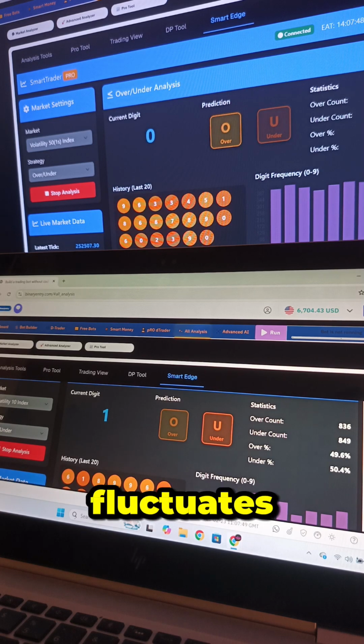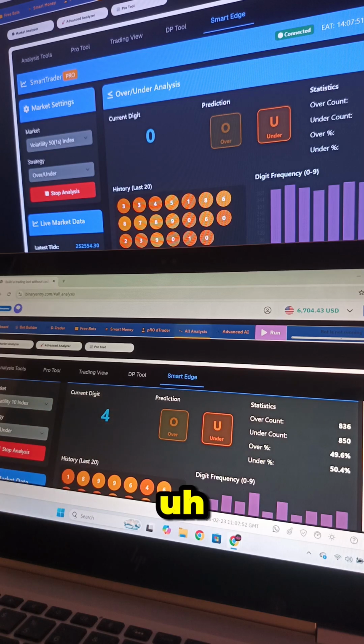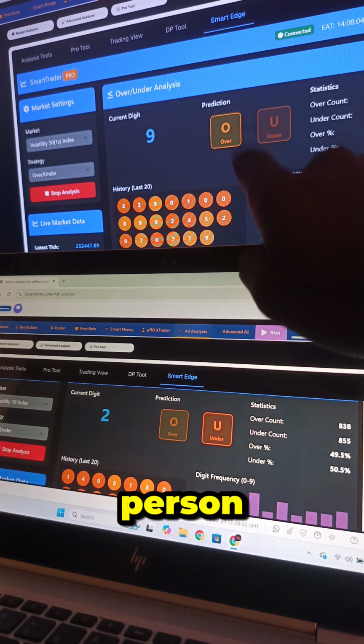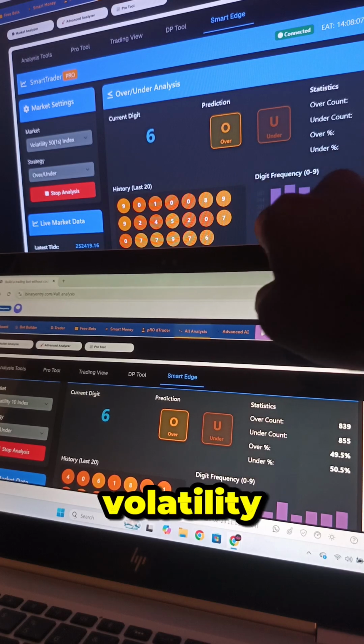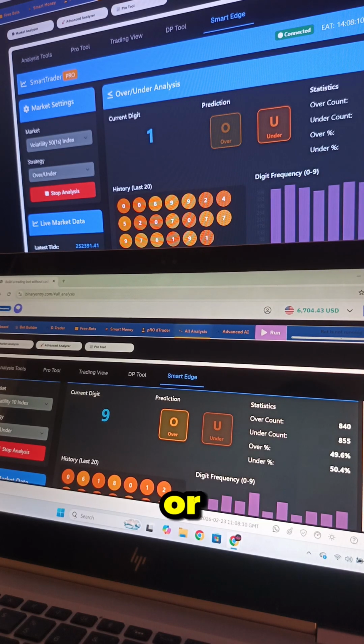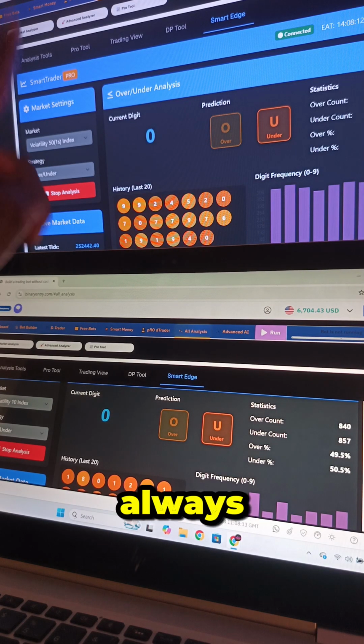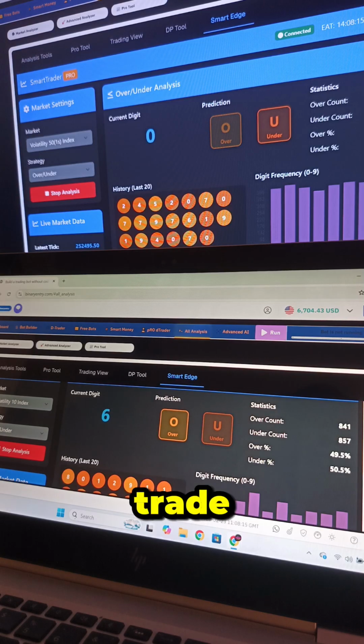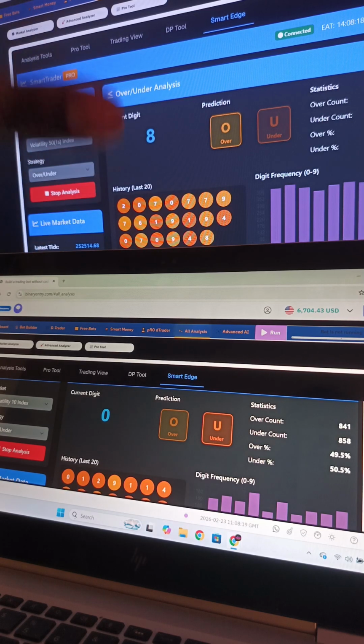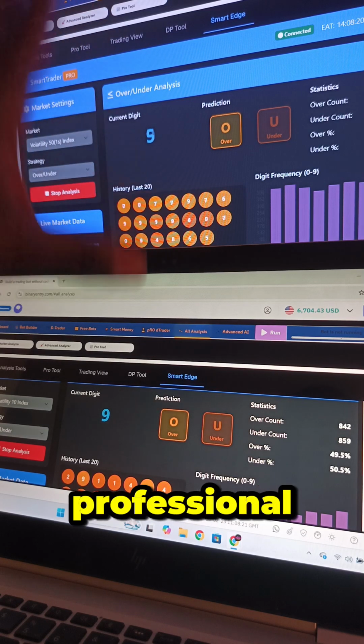So when the market fluctuates, the person in the volatility index, not the 1S, will suffer more losses compared to the person trading the 1S volatility. So always, as a beginner or a pro trader, always trade the 1S volatility index. That's what we call the advanced professional filter.